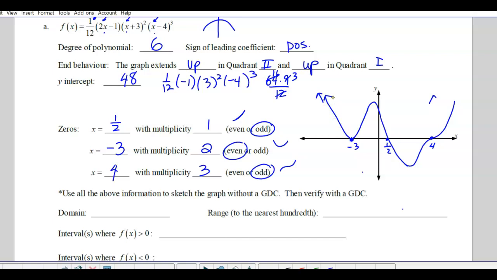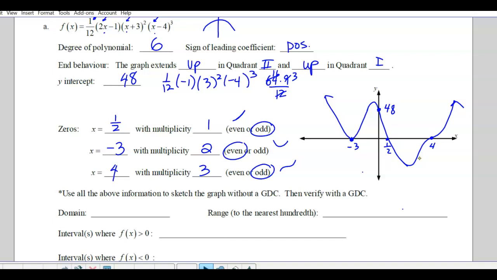Almost make my original arrow there. Oops, and then I'll erase those ones, and the arrows on the end. Okay, and then the y-intercept here is 48. Do that. Okay, so that's a rough sketch.